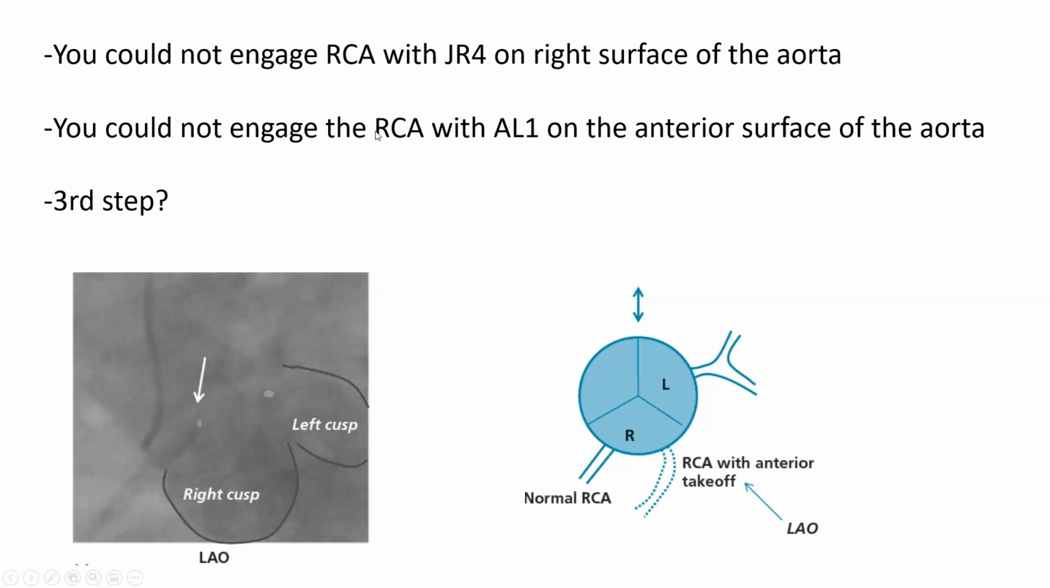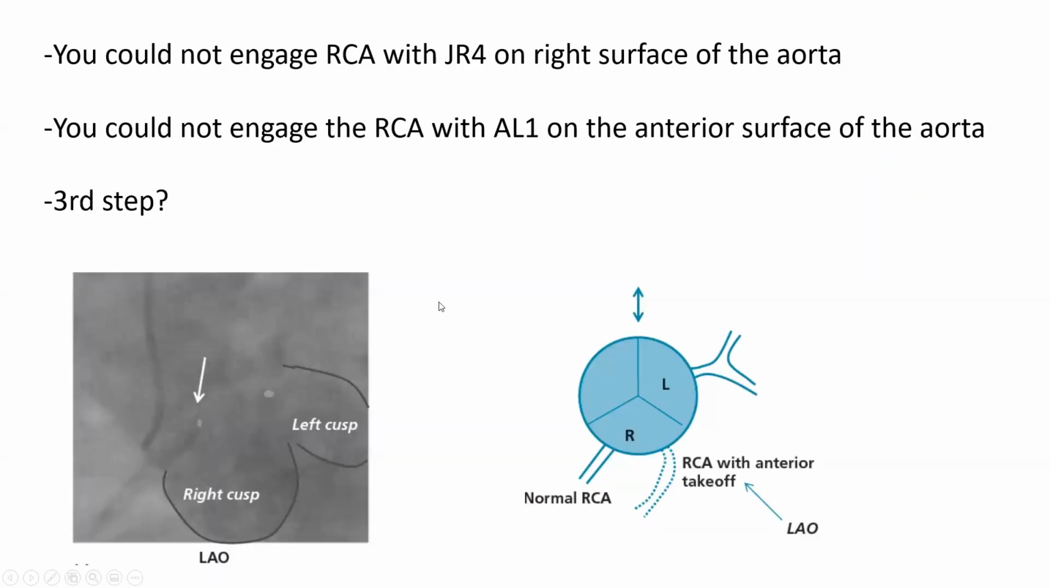In that case, try to use an Amplatz left 1 catheter and aim to the anterior surface of the aorta. Okay, so we did that, aiming for the anterior surface of the right sinus of Valsalva, but we could not engage anything. So we aimed for this point with no success. So what's the third step? The third step is to think, well, I can't engage that RCA in the two standard positions. It must be an RCA arising from the left cusp.